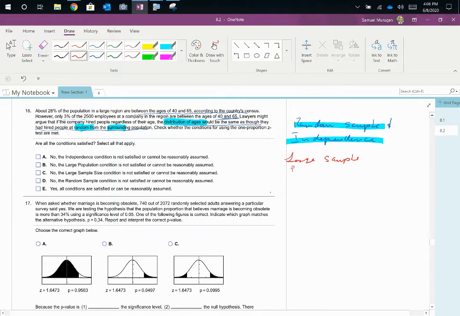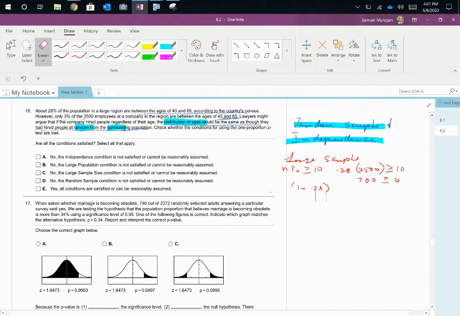So we know that n times P0 must be greater than 10, which is, in this case, 0.28 times the population, 2,500, must be greater than 10. So I put that into my calculator, 0.28 times 2,500, and I get 700, which is a number that's greater than 10. And then I can take n times 1 minus 0.28.